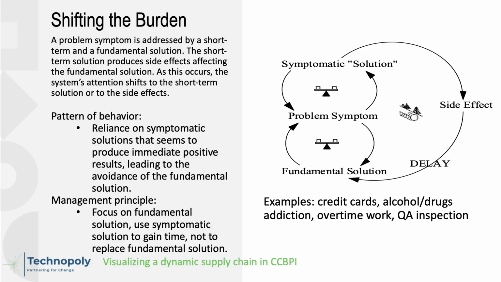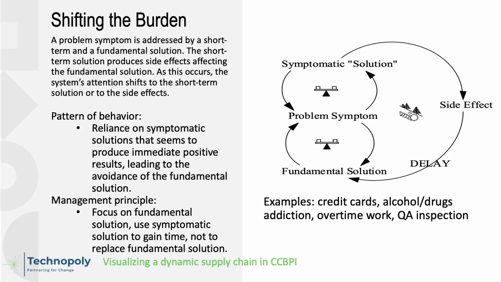fundamental solution. Typical examples of shifting the burden are often associated to levels of addiction, like credit cards. Because you're able to buy what you want, you keep on using the credit card instead of actually pursuing a more fundamental solution of watching your budget. Alcohol and drugs or addiction in any form is often a good example of shifting the burden. Instead of dealing with the problem, people look for some way to relieve their symptoms or their pains.